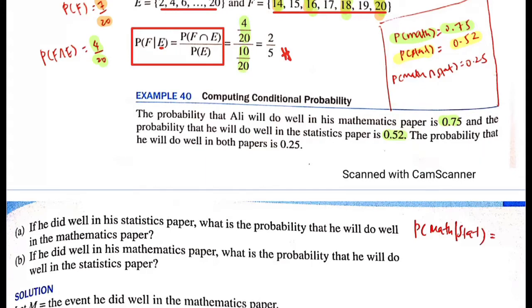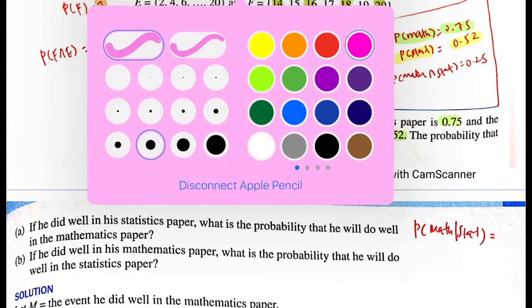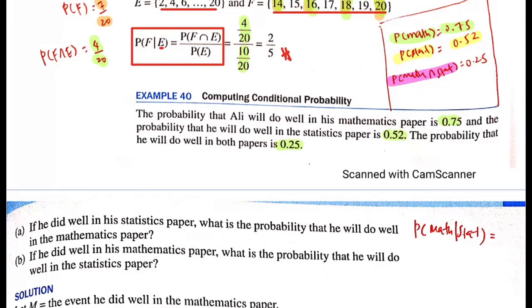The probability that he will do well on both papers is 0.25. What's the meaning of both papers? Meaning that P(maths ∩ stat) is 0.25. Let's see now what the question wants. If he did well in his stat paper, what is the probability that he will do well in his maths paper? Let's read this carefully.